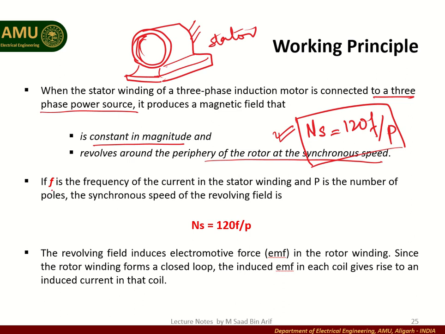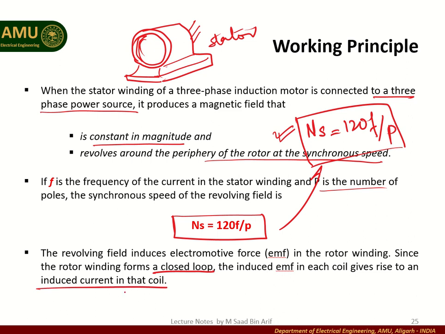Now see, this is the expression that we obtained for the frequency, where P is the number of poles. This revolving field induces an electromotive force in the rotor winding, since the rotor windings form a closed loop, as we have seen in the construction. The induced EMF in each coil gives rise to an induced current in that coil.